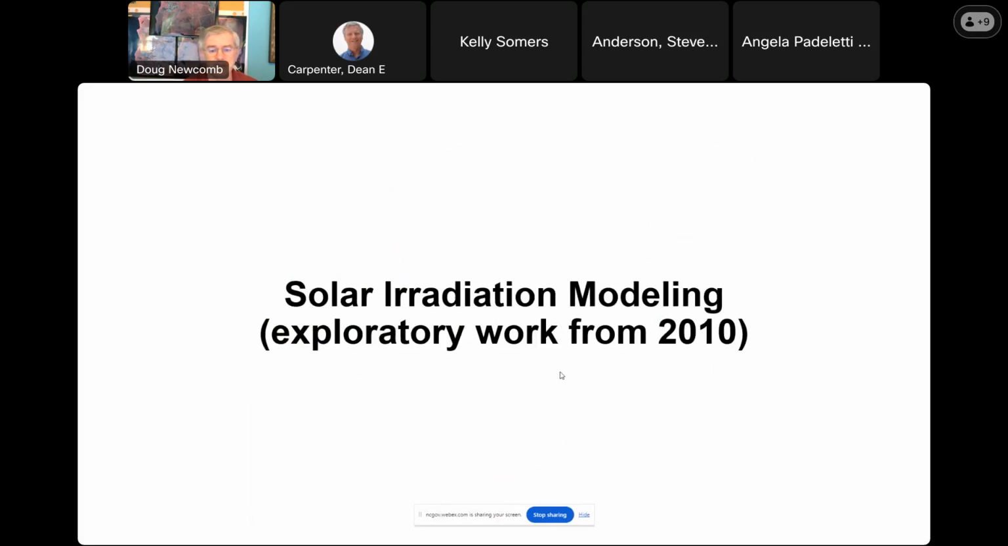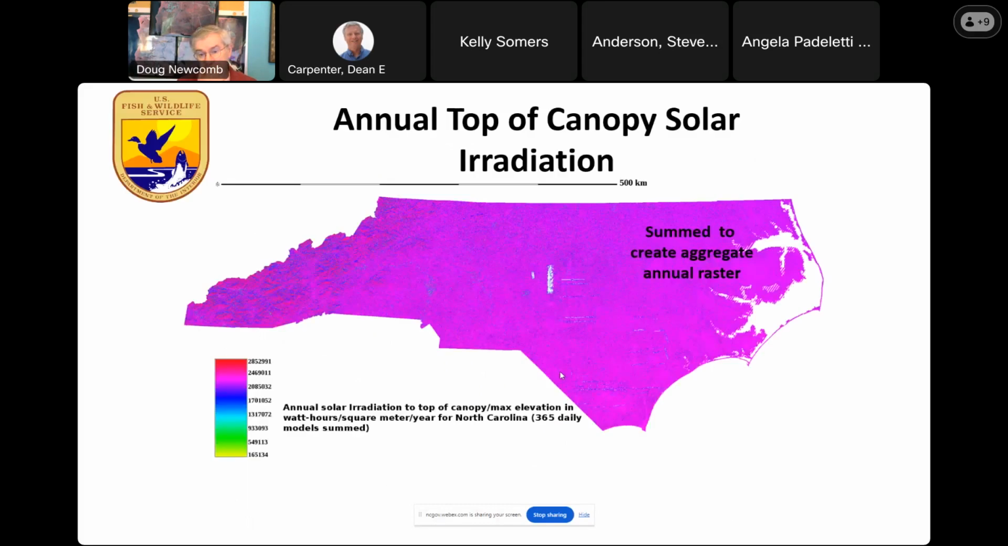So here's some exploratory work I did back in 2010, which is more a test of concept of the software, where I had a 60-foot canopy height from the 2001 to 2006 LiDAR data collection. And I used that to create a digital surface model and did daily solar irradiation modeling. So for 365 days, I modeled the amount of solar irradiation that came to the entire area of North Carolina at a 60-foot resolution.